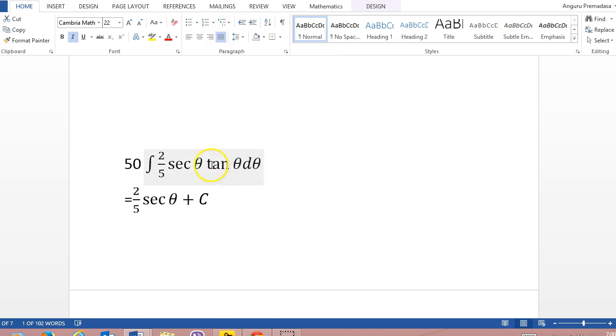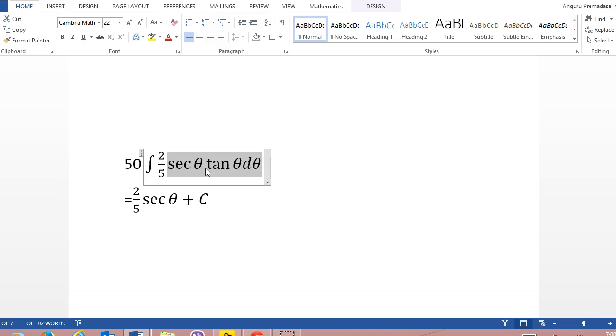Now if you look at number 50, this looks kind of weird, but actually if you think about it, this is a very familiar antiderivative. And it's a very familiar derivative, so you can very easily find the antiderivative of this. You can also check it out from the table, but it's good if you can memorize this.